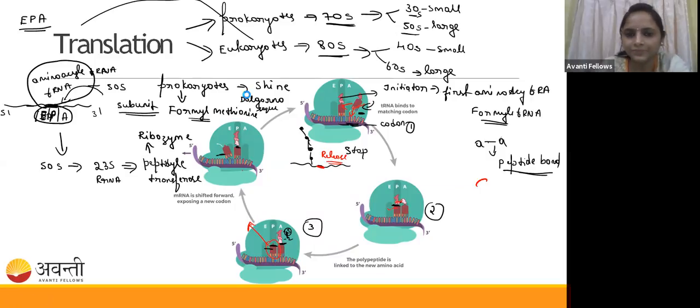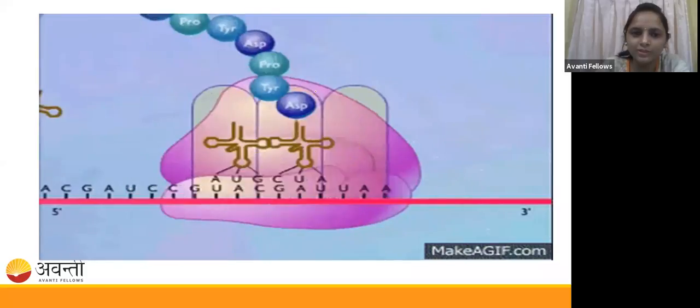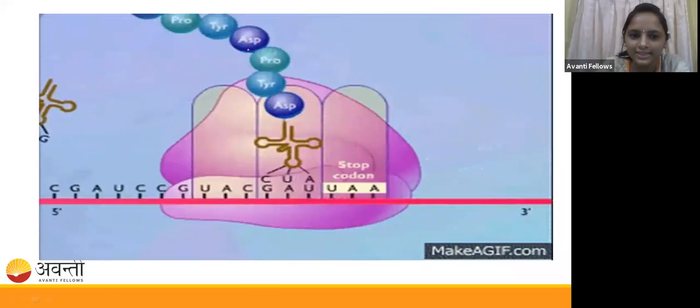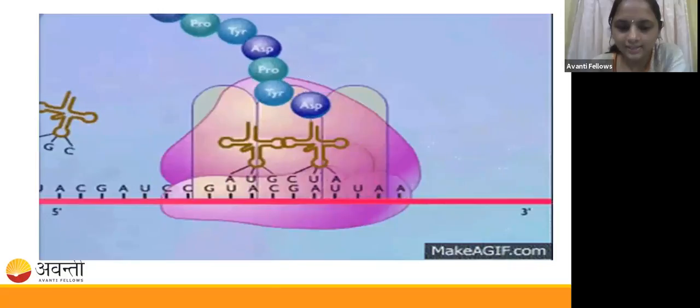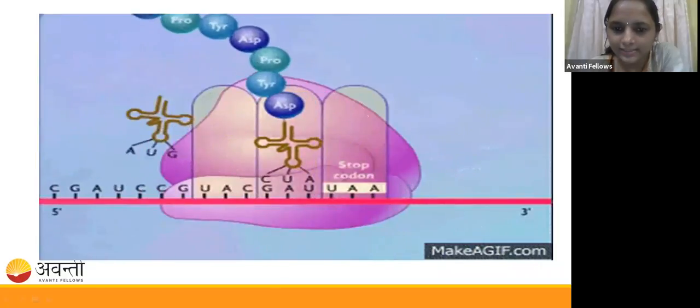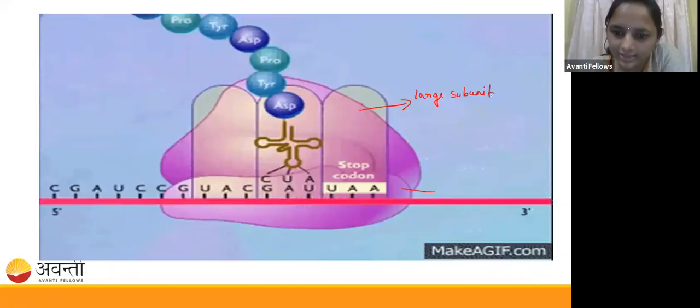Okay, Prachi. Okay, guys, here is a beautiful animation you can see here. Guys, see here. So what is going to take place here? See here, this is what we can see. This is the large subunit, right? This is the large subunit. You can see here, this is the small subunit, right? Small subunit. Here you can see mRNA.